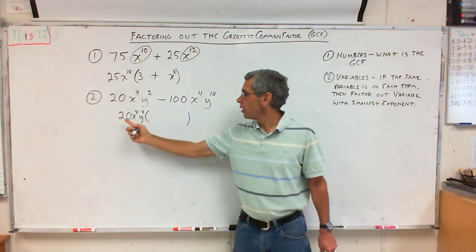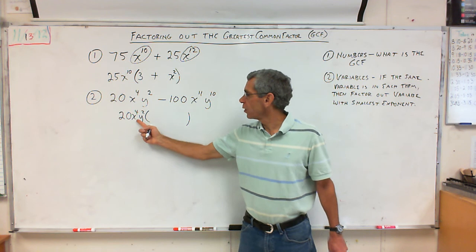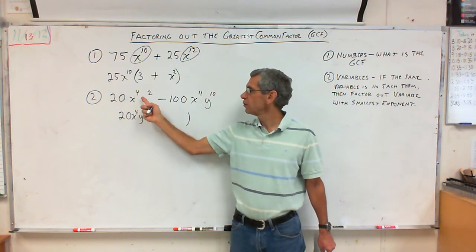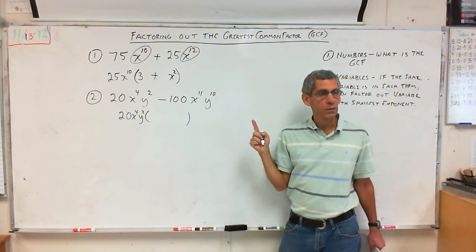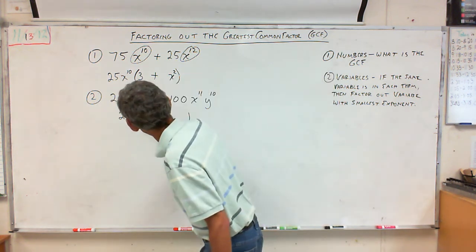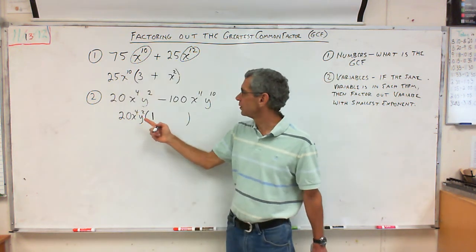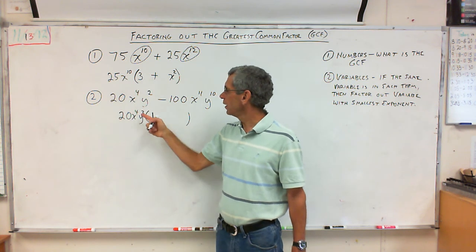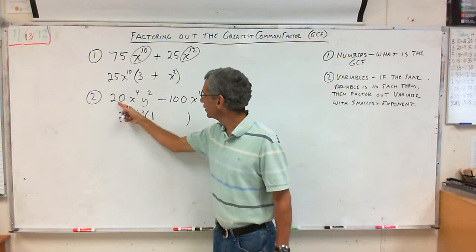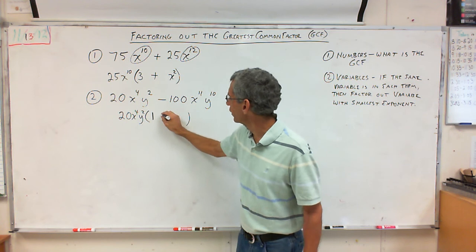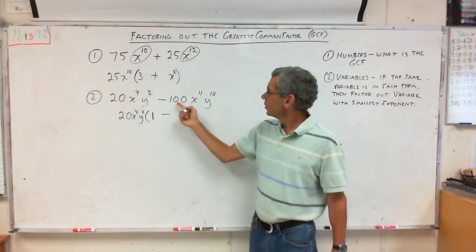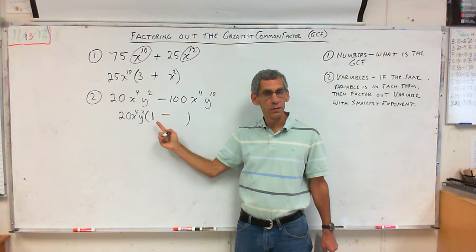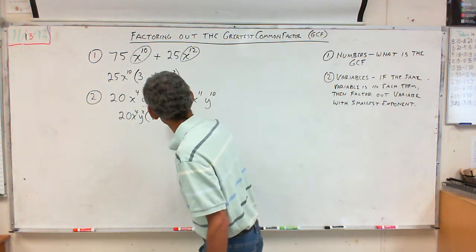Okay, so now 20x to the 4th y squared times what is equal to 20x to the 4th y squared? 1. So I've got to write that 1 in there because it's holding its place. I'm taking all of this out of this, right? This is the same as that number, so I've got to keep a 1 there. Now I've got a minus sign. 100 divided by 20 is 5. So I'm going to put a 5 there.